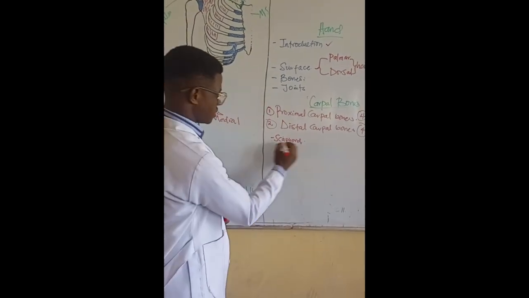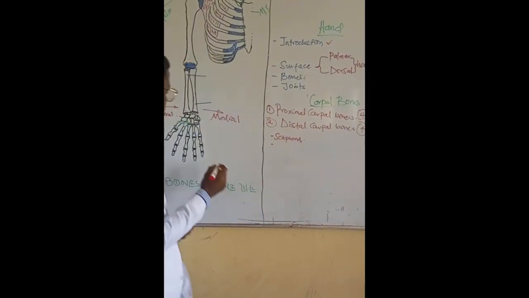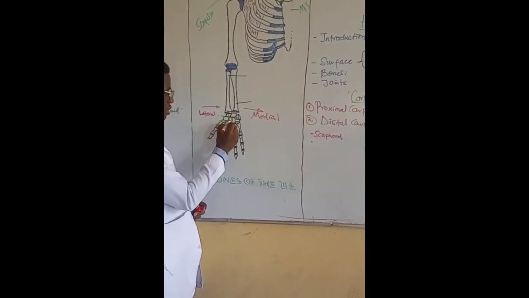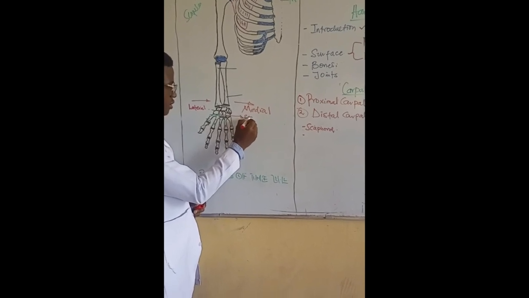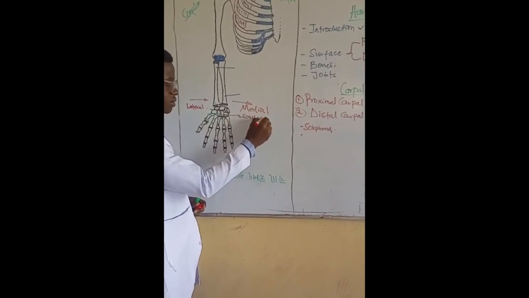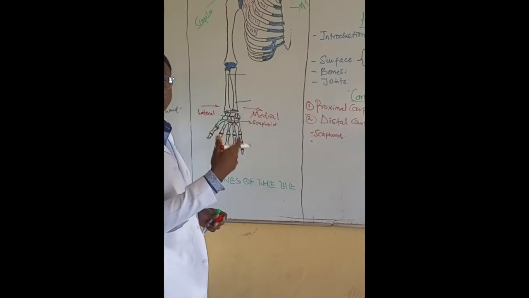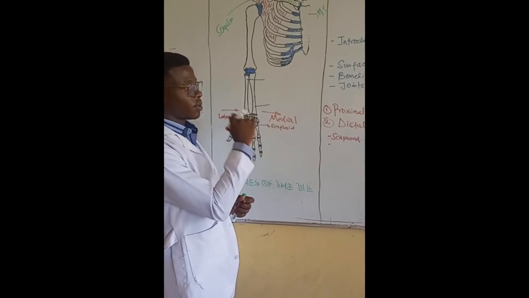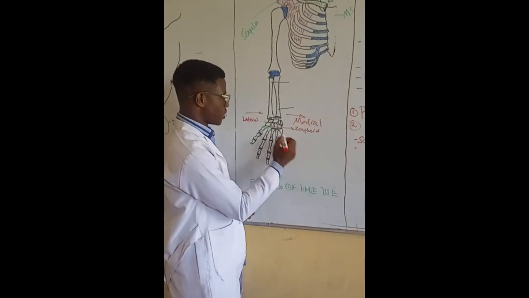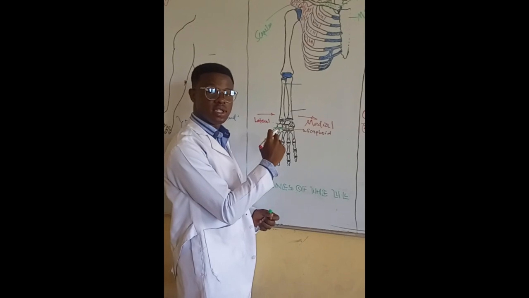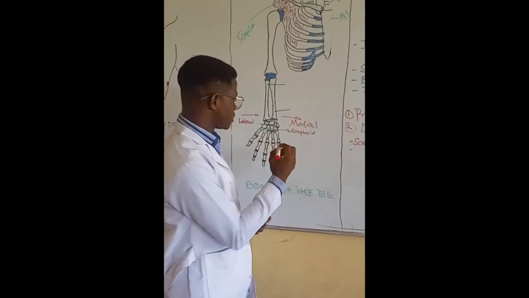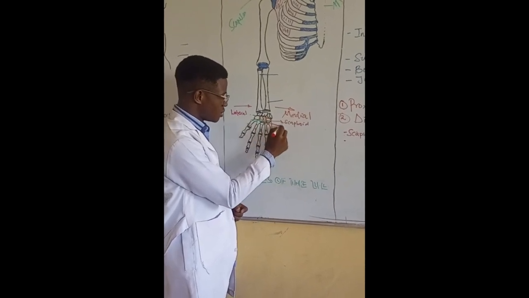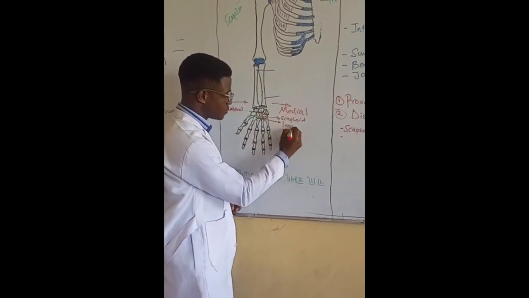So the next bone, and this is the scaphoid. From our diagram, this is the scaphoid, and it's the most lateral proximal bone of the carpal bones. So don't forget. The next bone medial to it is the lunate. So this is the lunate. I'll drop it down, and we have our lunate.